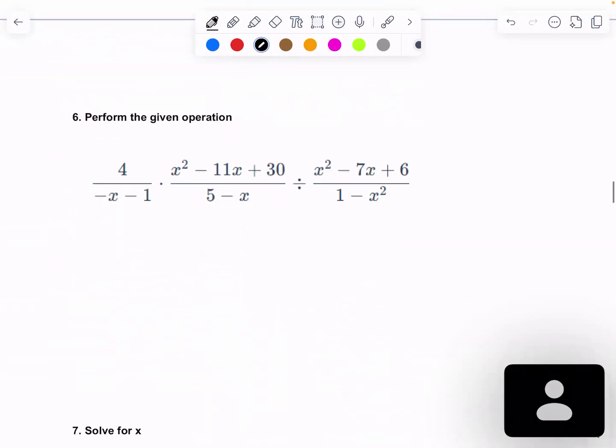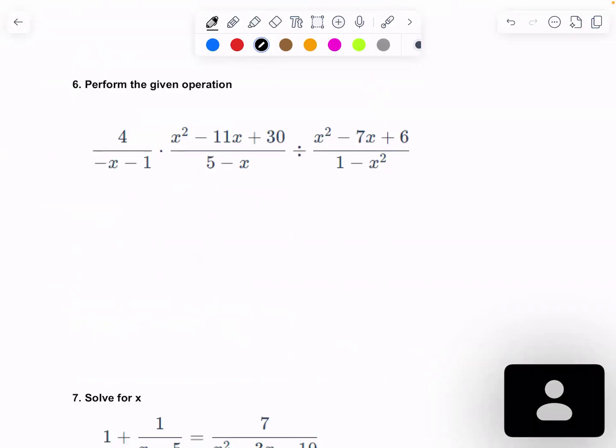Okay, here we have multiplication and division. So this looks crazy. What we're going to do before we multiply and divide is we're going to factor, and then we're going to immediately flip, right? Whenever we divide, remember this one flips. So this bottom goes to top, and this top goes to bottom.